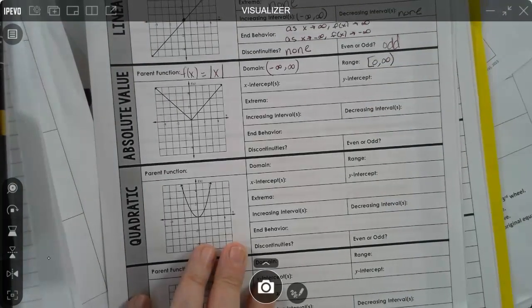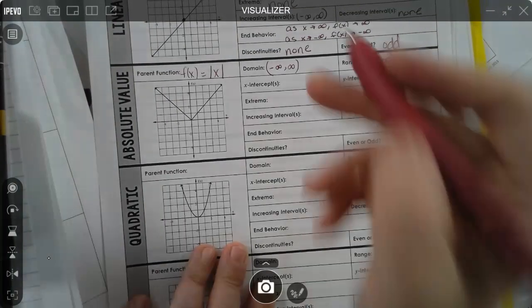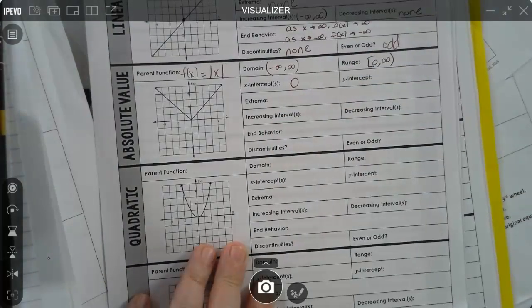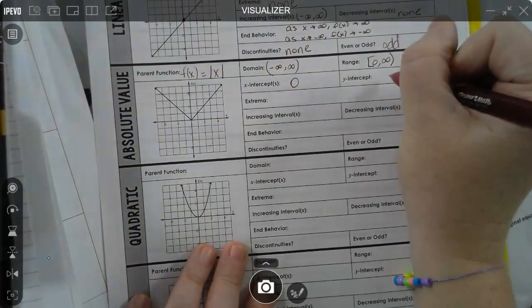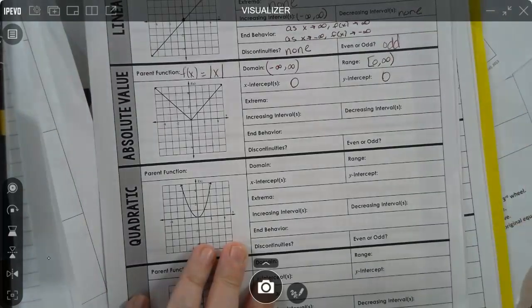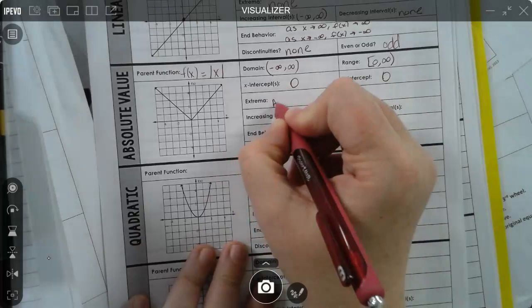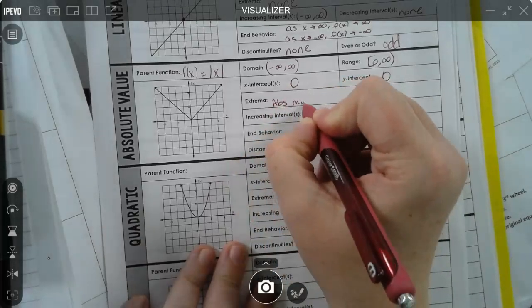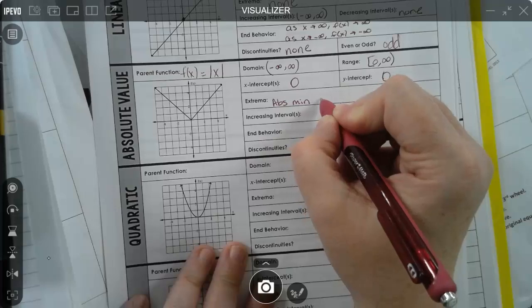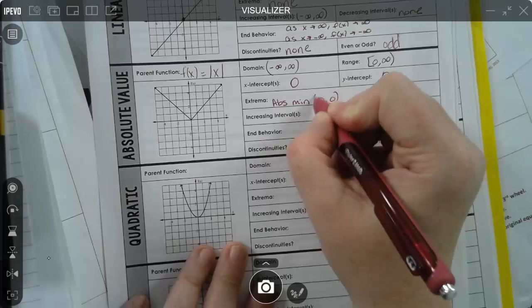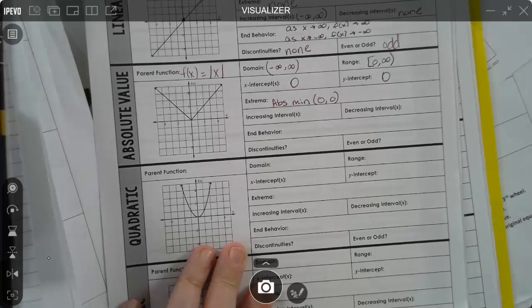Okay, x-intercept, 0. Y-intercept, extrema. Okay, and I want you to say that. That's perfect. Absolute min, and now give the coordinates. 0, 0. All right.